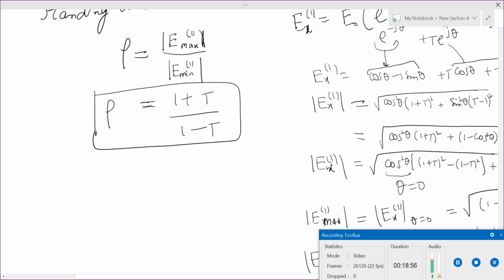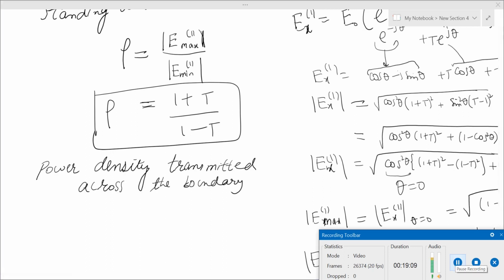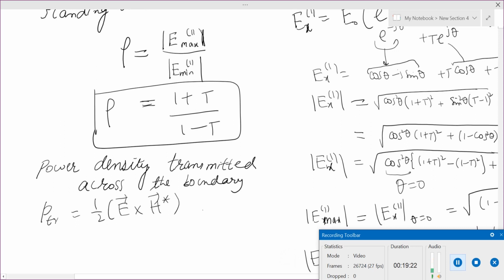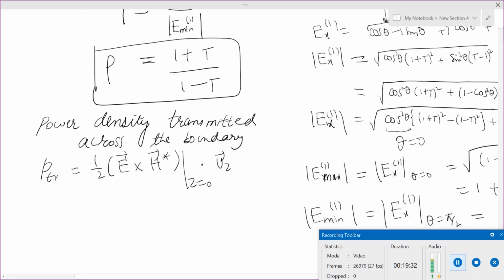And now we can use what we have already studied as the Poynting vector in the Poynting theorem, that is, the power density transmitted across the boundary. That is given by the Poynting theorem that we have derived, that it is half the electric field component times the conjugate of the magnetic field component, right, at z equal to 0, which is the boundary, dot product with the z direction, right. Okay, so we can now easily compute it.